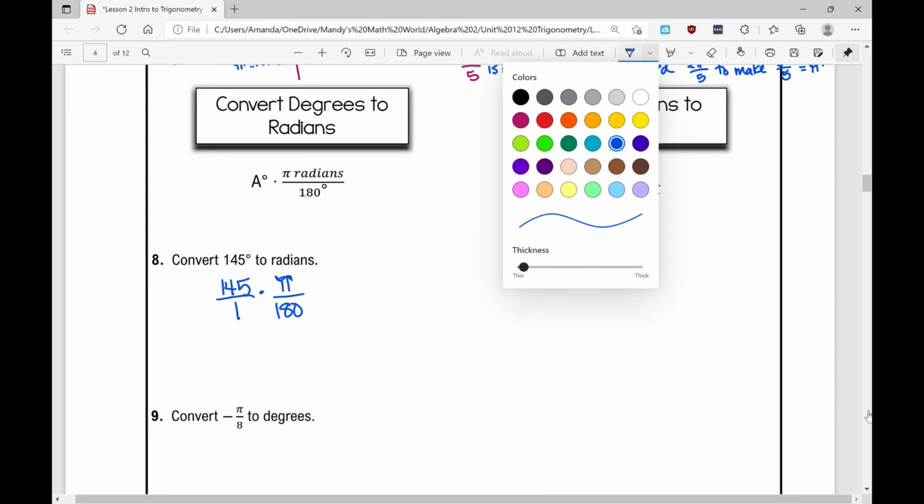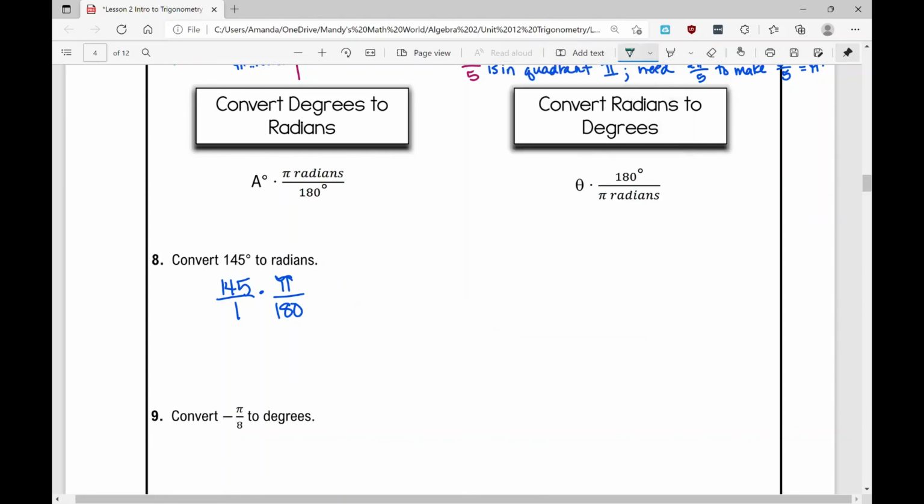What I like to do when I am multiplying fractions, which is what we're doing, is pre-simplify. I know a common factor between 145 and 180 is 5. So let's divide by 5. 145 divided by 5 is 29. 180 divided by 5 is 36. Now when I multiply across, I get 29 pi over 36. And that is 145 degrees in radian measure, 29 pi over 36.